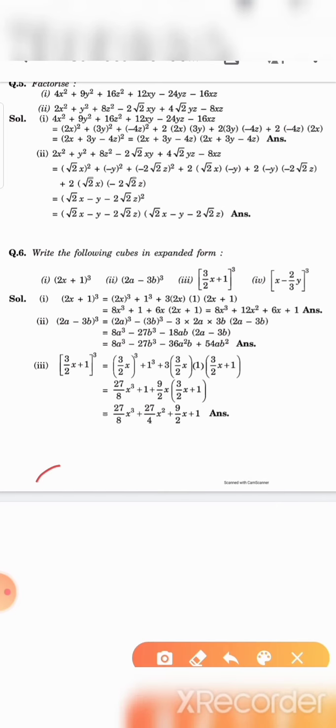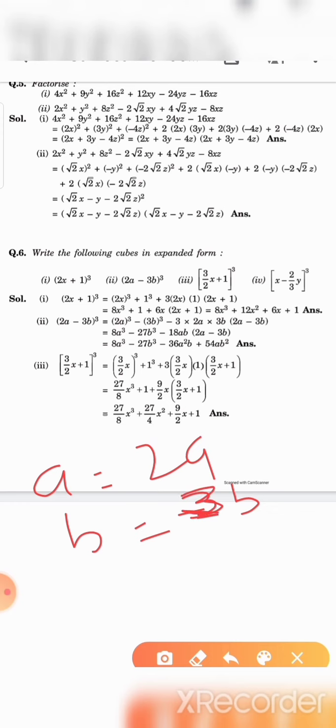Comparing the terms, we get a is equal to 2a and b is equal to 3b. Substituting all the values in the expansion of identity number 7, we get this step. Here 2a whole cube minus 3b whole cube minus 3 into 2a into 3b, and in the bracket 2a minus 3b.